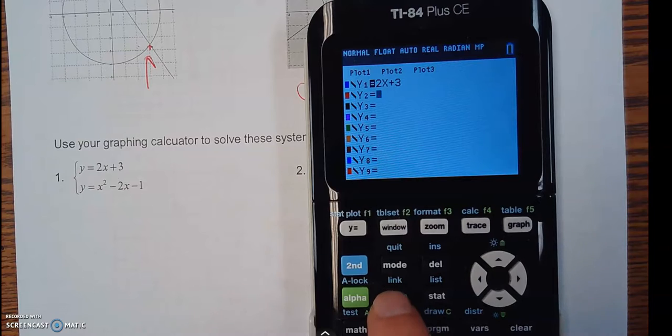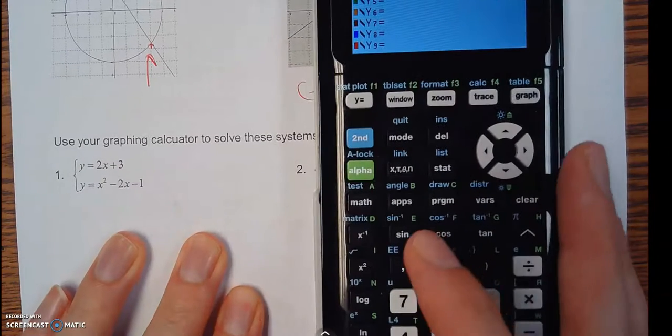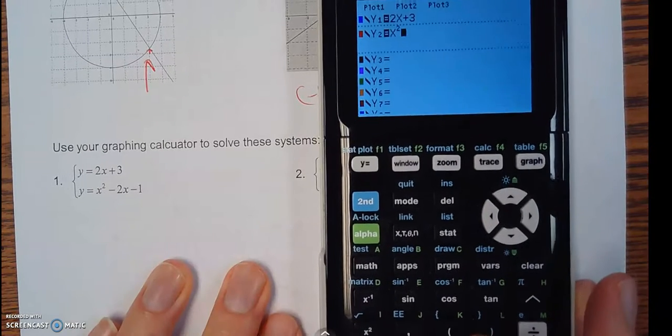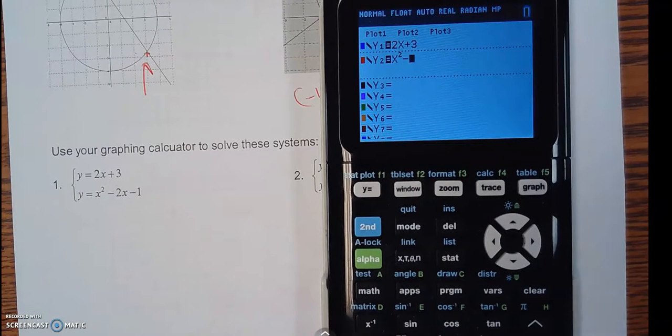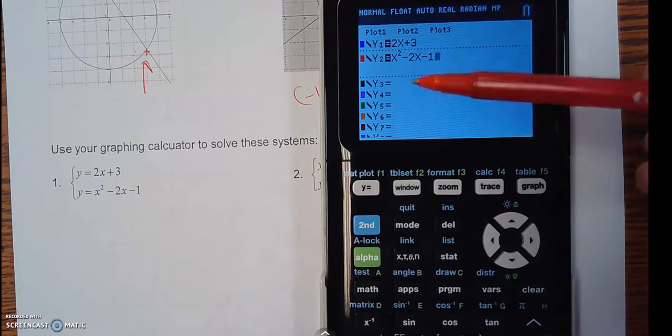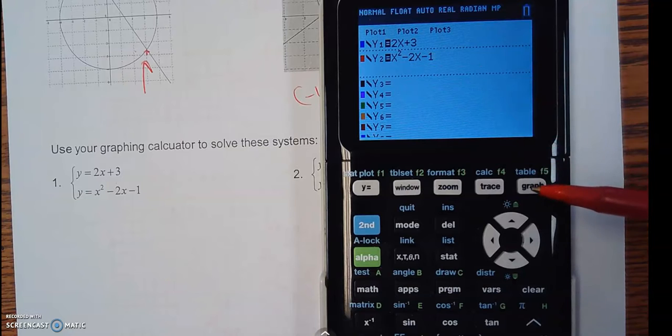So I'm going to push x again. If I want the squared button, that's this button right here. It says x squared. Push that button, and it should pop up like this. So x squared minus 2x minus 1. And I've got everything I want. There's my system in here, and then I'm going to push graph.